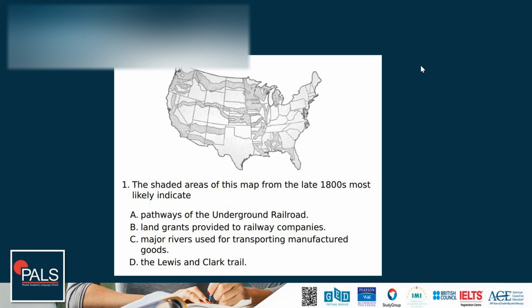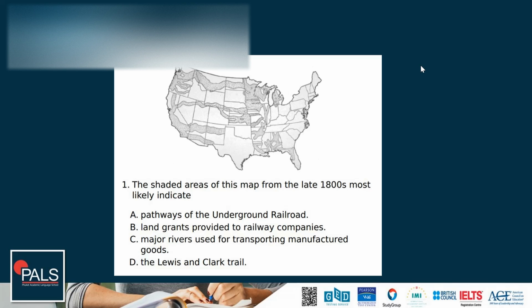The 1800s were a time of rapid expansion in the U.S., Lewis and Clark expeditions, the Transcontinental Railroad, and new means of moving people across the country. We're trying to take over the western part of the country from the native people who lived there, or Indians as they're called in the text, and exerting our manifest destiny. So it says the shaded areas of this map from the late 1800s most likely indicate what?